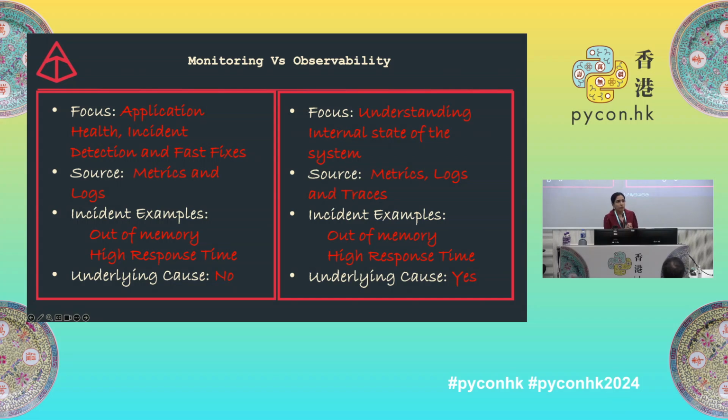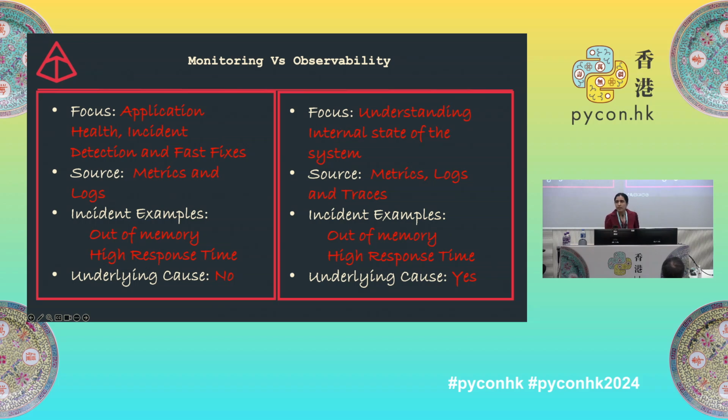Now, I think most of you must be familiar with the term monitoring, and observability might be a recent concept. So let's understand the concrete differences between them. While these two things are closely related, they are not the same. Let's start with monitoring. If we were to set up a monitoring system for a software application, the focus would be on application health, incident management, and fast fixes. And the primary sources of data for a monitoring system are logs and metrics.